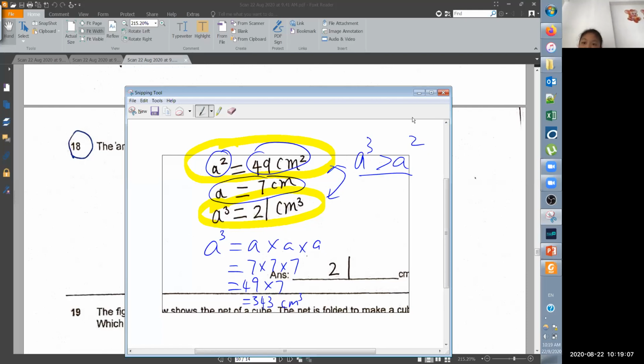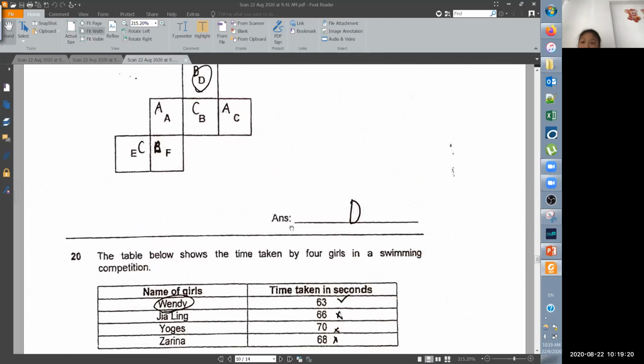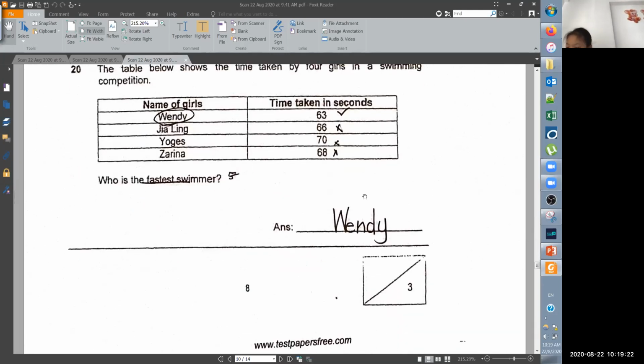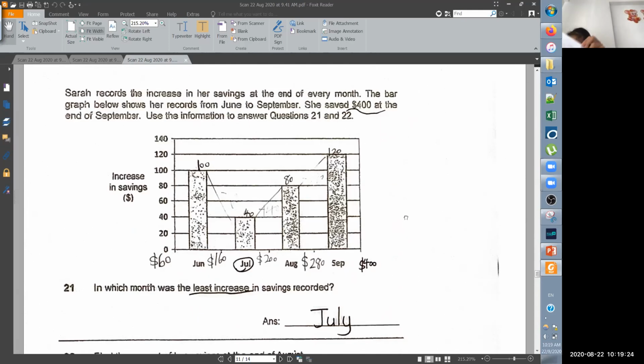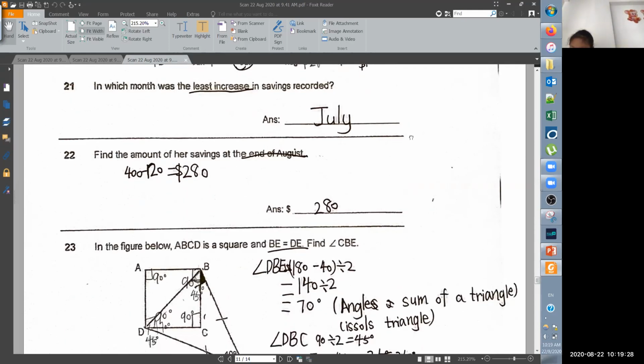Or another way to do it is using this. Just write down all the steps so that you will not make a mistake. Okay. Well, that's good.